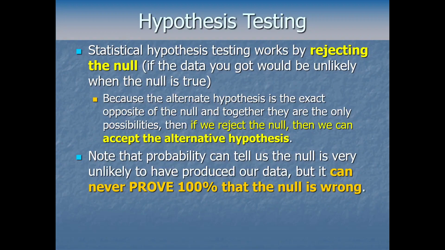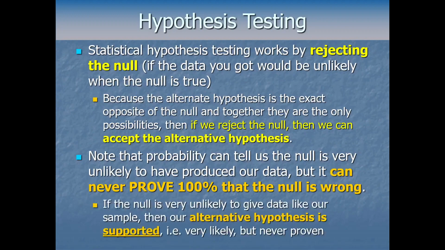So probability can tell us that the null is very unlikely to have produced our data, but it can never prove 100% that the null is wrong or wouldn't make this data ever. So we're going to avoid the language of proving things, and we'll just say supported or accepted. Kind of like we're accepting the alternative hypothesis as likely rather than proving it when we reject the null.